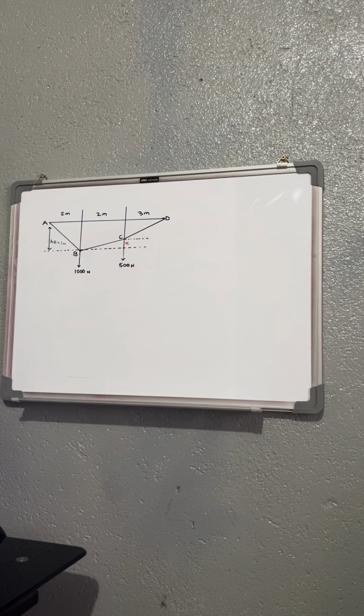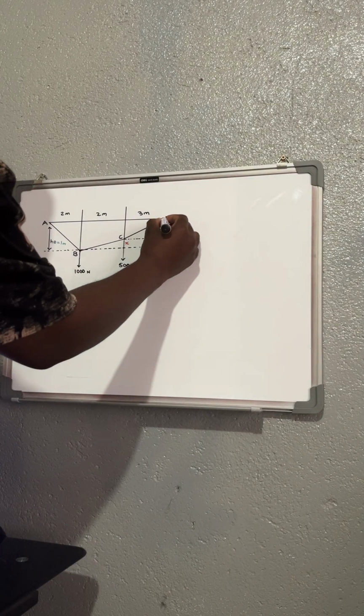between BC and distance HC for region CD. So your HC would be this one.